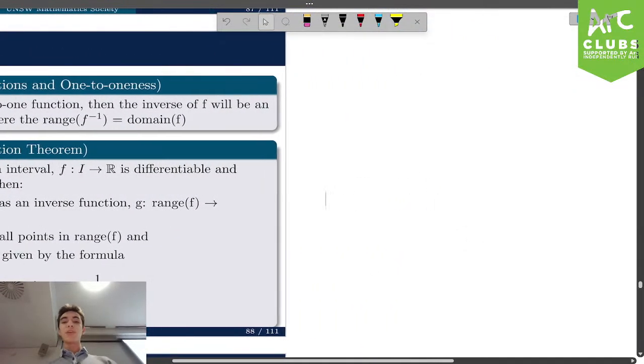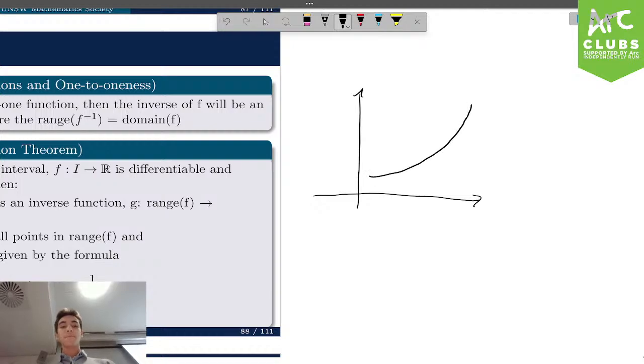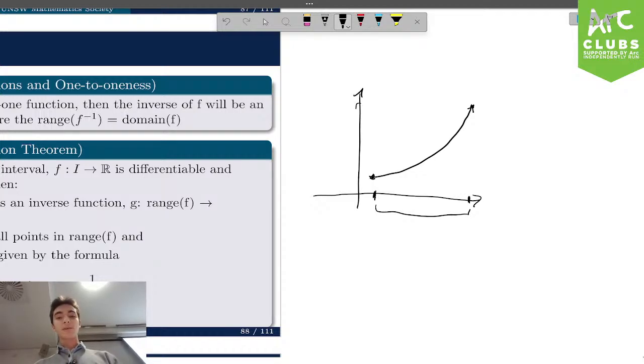This should be pretty intuitive. So if you have a graph of our function f, and this is the domain of f, then obviously the only outputs that our inverse function could give would be within that range. Because what the inverse function actually does is it takes an output of f and converts it back into an input of f. So obviously it can only be within that space.